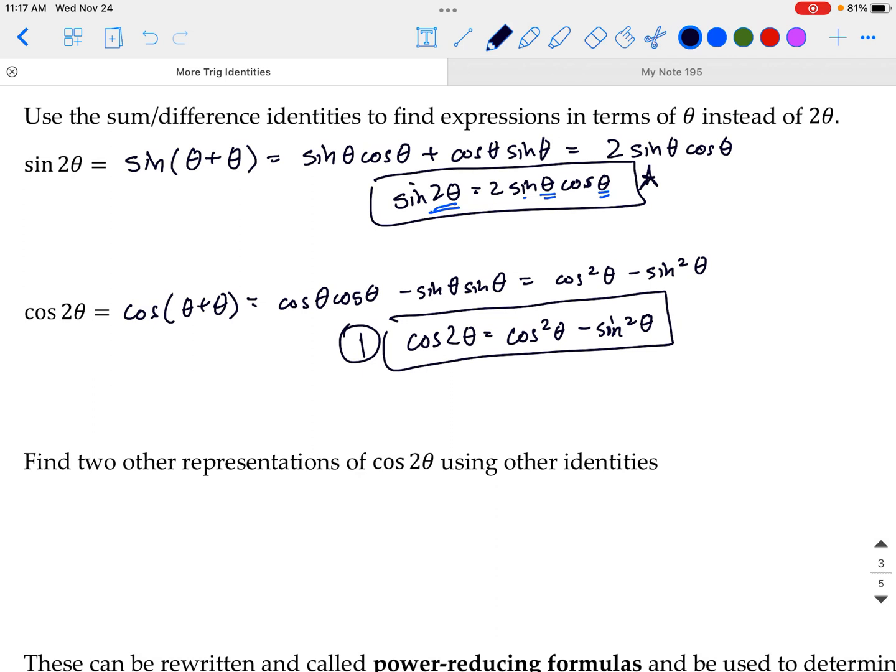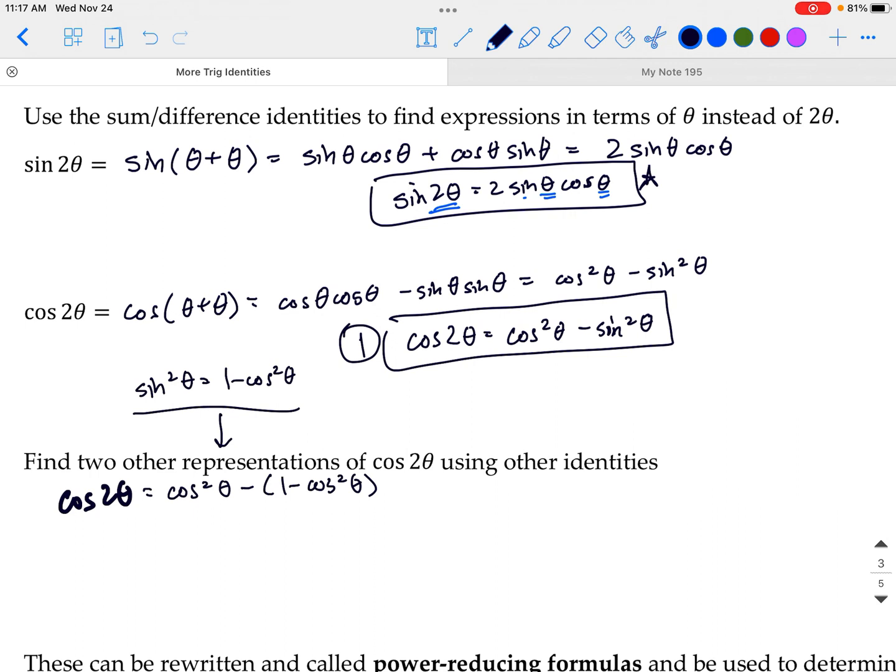But there's 2 other common representations. And so we'll go ahead and derive them down here. And our key idea is going to be to rewrite each expression here above with the squared term in terms of the other. Meaning, if I have a cosine squared here, I'm going to rewrite sine squared in terms of cosine squared. So we'll note that cosine 2 theta is cosine squared theta minus 1 minus cosine squared theta, because, again, sine squared theta equals 1 minus cosine squared theta.